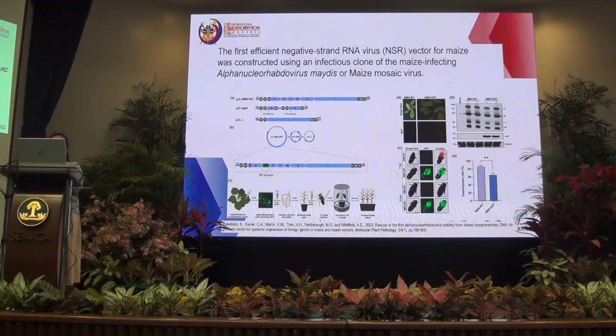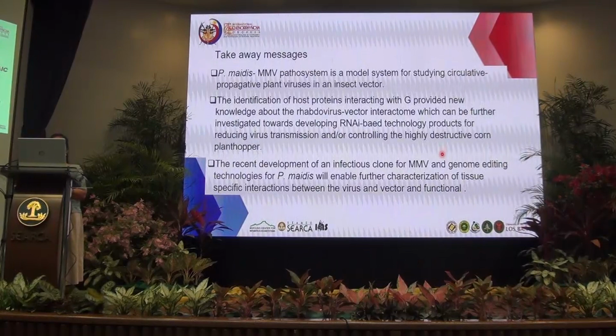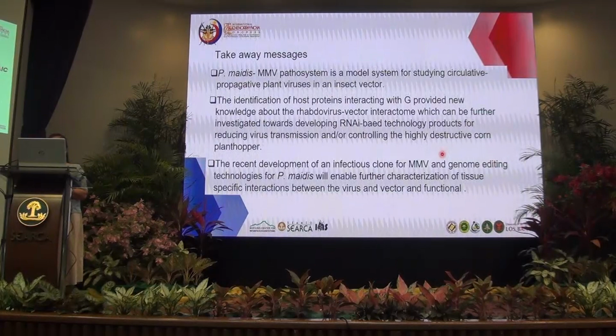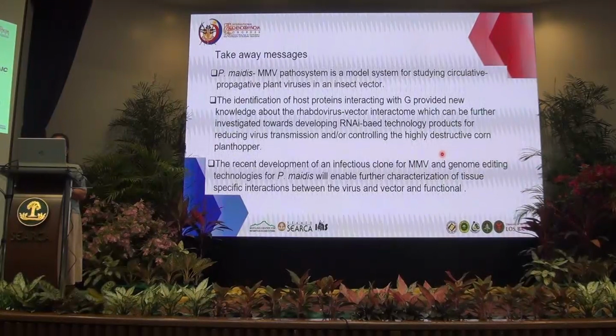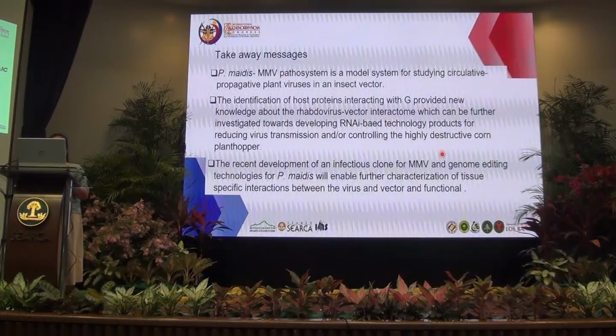My takeaway messages: first, this P. maidis-MMV pathosystem is a model system for studying circulative propagative plant viruses in the insect vectors, and identification of host proteins interacting with the glycoprotein provides new knowledge about the rhabdovirus-vector interactome, which can be further investigated towards developing RNAi-based technology products for reducing virus transmission or controlling the highly destructive corn planthopper. The recent development of an infectious clone for MMV and genome editing technologies for P. maidis will enable further characterization of tissue-specific interactions between the virus and vector.